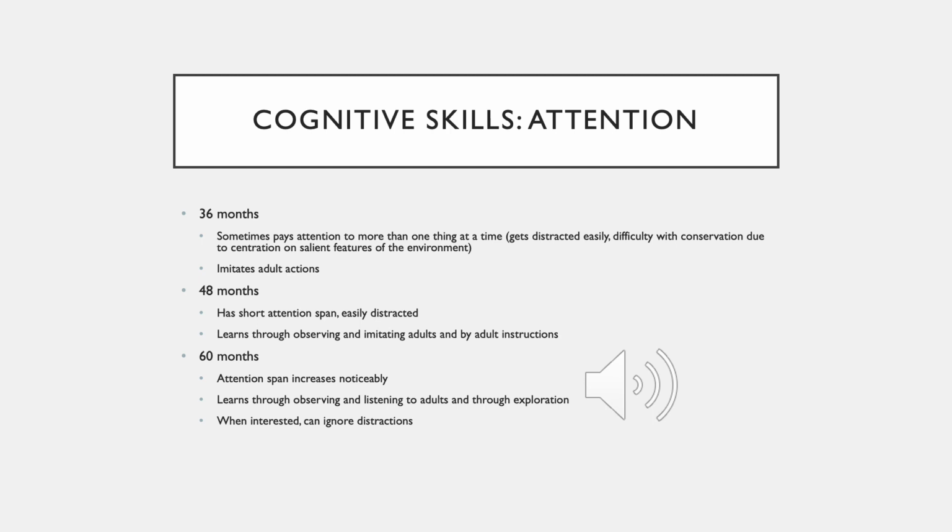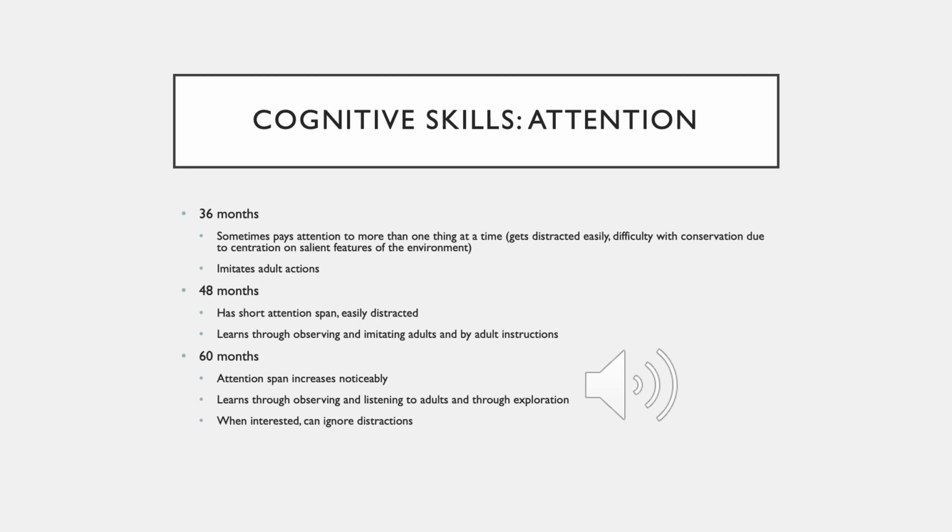And children also tend to imitate adults' actions. So your actions as an adult are very powerful. And so children will likely engage in similar or identical behaviors to what you are doing and what you are saying. So as an adult, be mindful of your actions and your words, because children will imitate you.